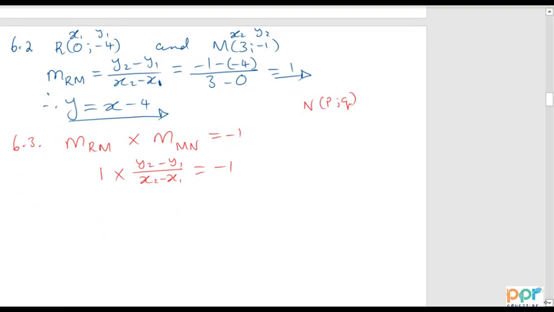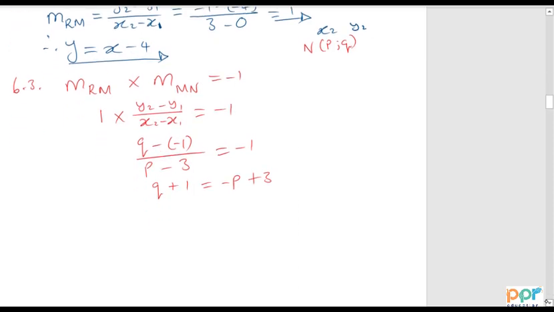Now 1 times the change in y over change in x. For y2 I can say Q, so it will be Q minus y1, from the coordinates of M. Don't get confused about which is y2 for you and for me. Here x1 and y1, there x2 and y2. Now x2 is P, and x1 is 3, equals negative 1. Then negative times negative will give me Q plus 1, and then cross multiply: P times negative 1 will give me negative P. Negative 3 times negative 1 will give me a positive 3.